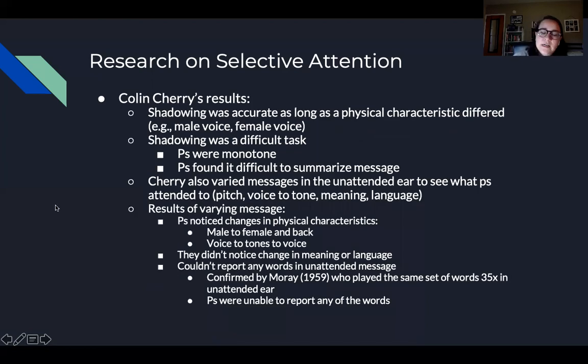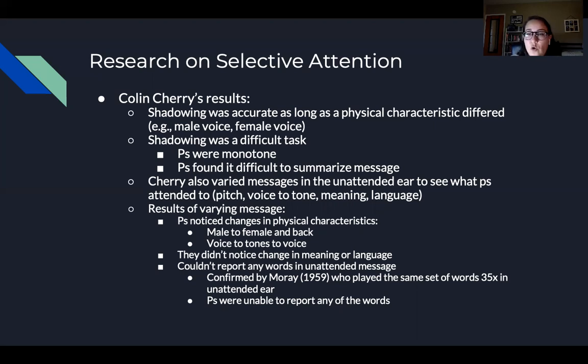And so what did Cherry find? He found that subjects were able to shadow, that is to repeat the information accurately, as long as the messages differed in some way based on their characteristics. So like the pitch, how high or low the message was. Also volume was another aspect. For example, if one of the messages was read by a male voice and the other by a female voice, then people didn't have any difficulties shadowing. So that is not only attending to the message, but repeating it aloud as it was said.